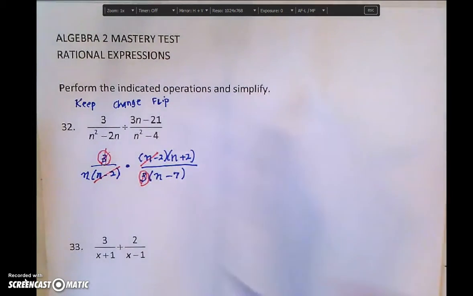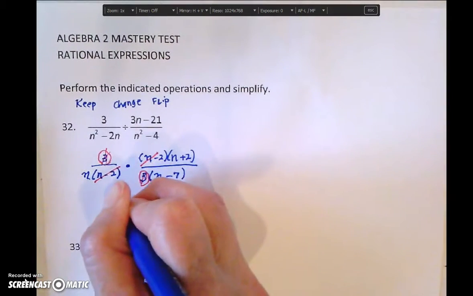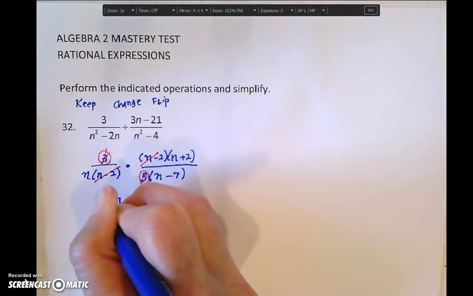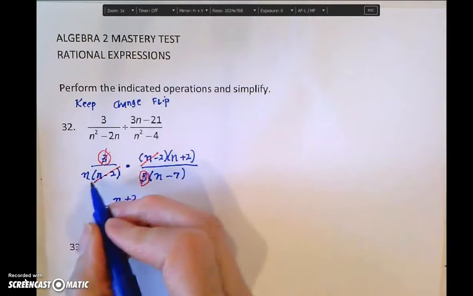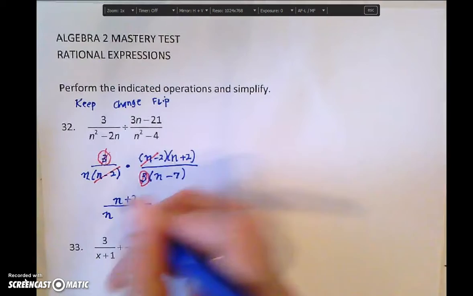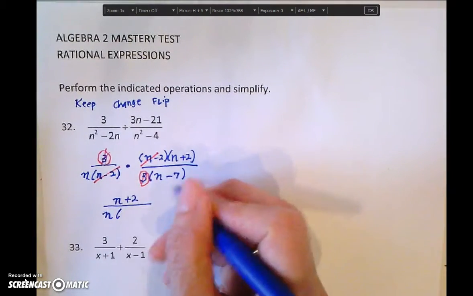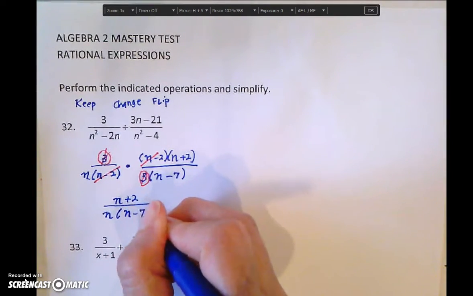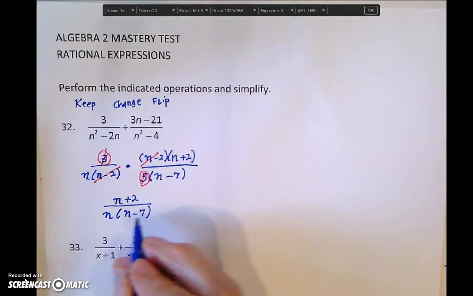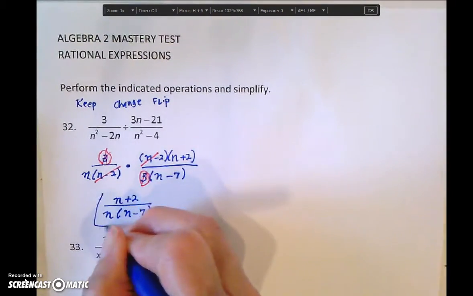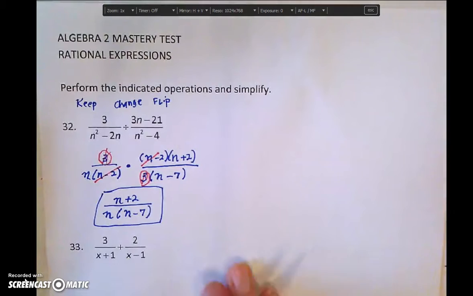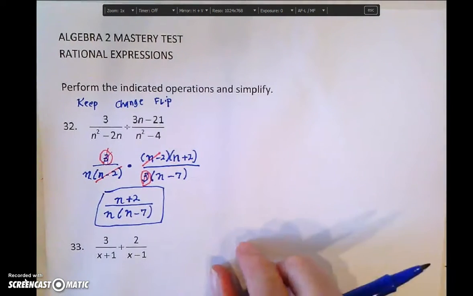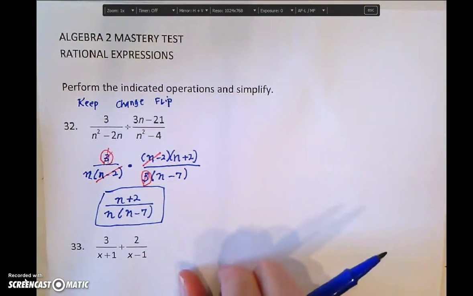So I am left in the numerator with an n plus 2, and in the denominator I have this n still there, and I have the parentheses n minus 7, and I can leave it this way in factored form as my final answer. You could multiply it, but then you risk making a mistake when you did that, so just leave it that way.